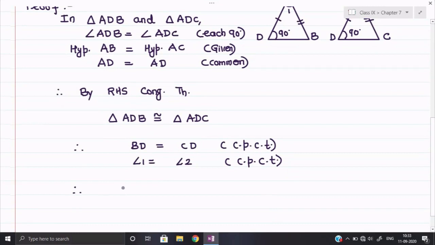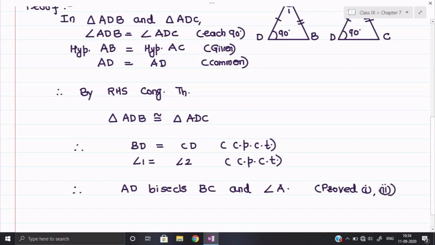Okay, and we can say that yes, these two things are equal. So we can say therefore AD bisects BC and the angle, both the things we have proved. So here at last we shall mention proved first and second. Okay, so this completes the proof of question number 2.